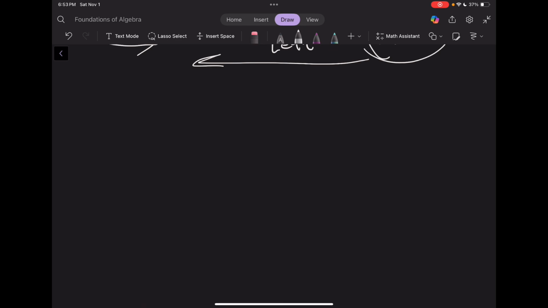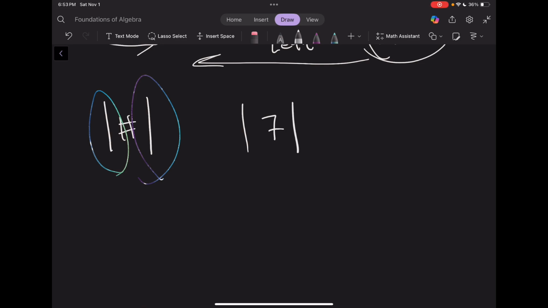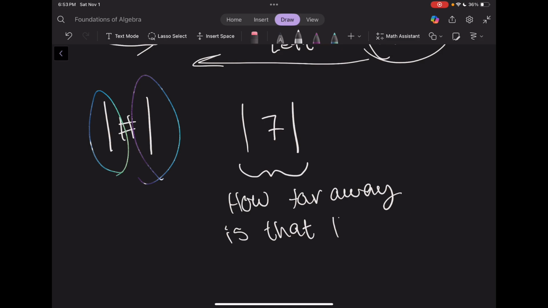That is why we have such a thing called absolute value. Instead of x, I'm actually going to put the number sign here. So absolute value is denoted by these little bars. So you'll see those bars around a number. And what it really means is it is asking you how far away is that number from 0.